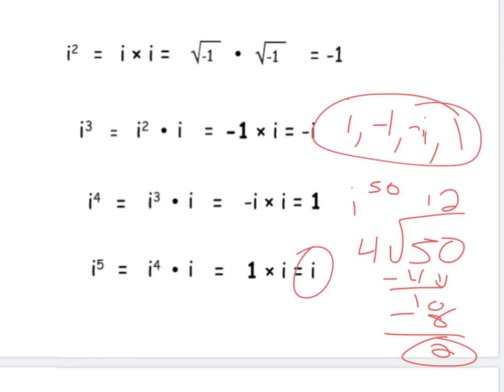My pattern that we had, remember, was i, negative 1, negative i, and 1. So when I have a remainder of 1, my answer is i. A remainder of 2, my answer is negative 1. A remainder of 3, my answer is negative i. And if I have no remainder, then my answer is 1. So because I have a remainder of 2, i to the 50th power would be equal to negative 1.